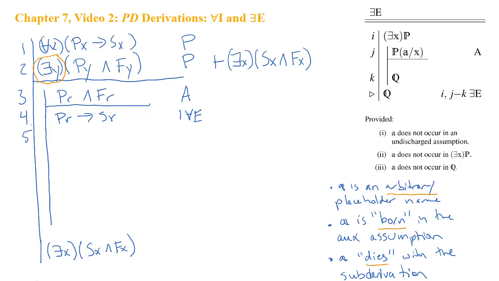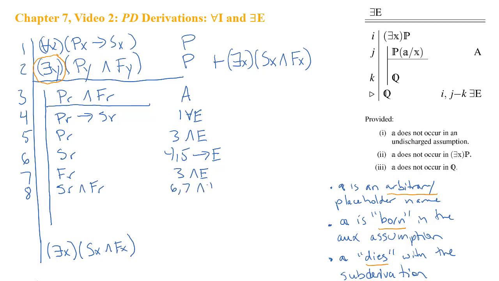Now, from the conjunction in 3, I can derive the PR on a line by itself by simple wedge elimination. Next, I'll use 4 and 5 together, an arrow elimination to get SR on a line by itself. And then I can get the FR out of line 3 by wedge elimination. And now all I need to do is put those 2 together, SR and FR.